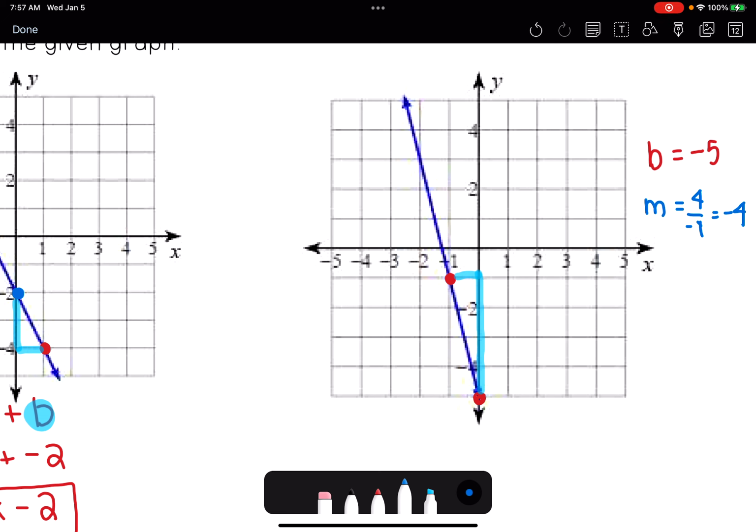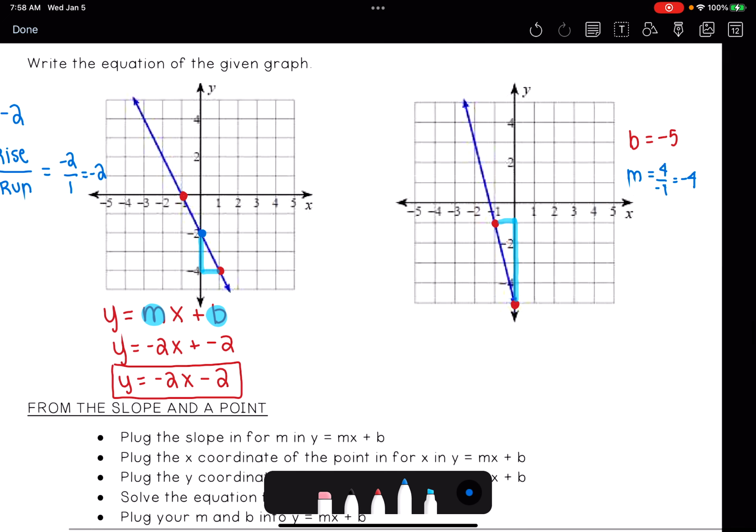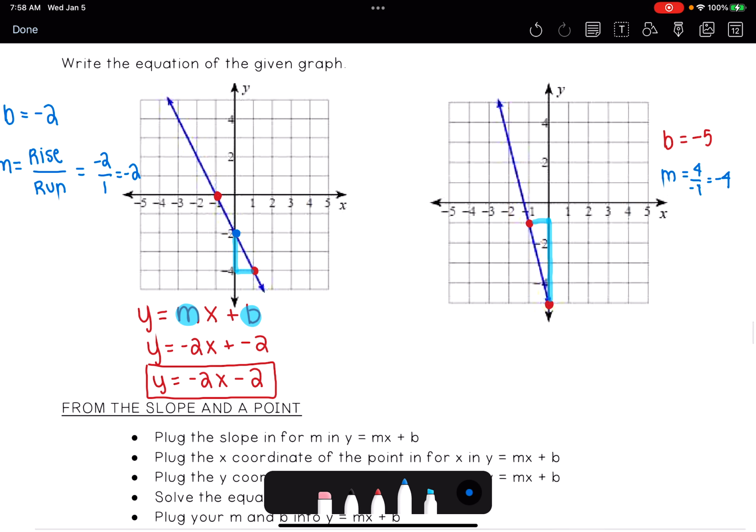It makes sense that our slope is negative because our line is going downhill. So that's another way to check yourself. Make sure if this slope is negative that our number is negative. So then y is equal to negative 4x plus negative 5, or y equals negative 4x minus 5.